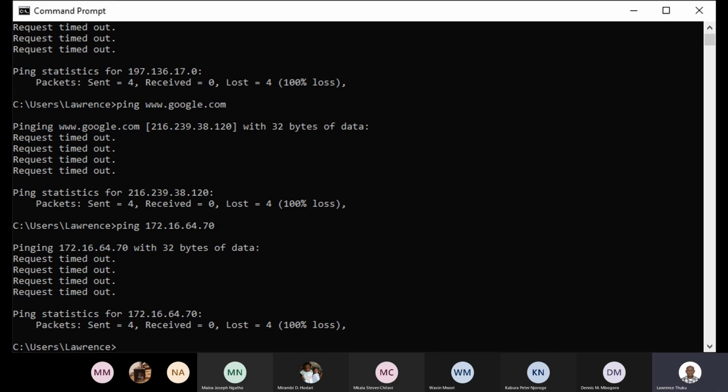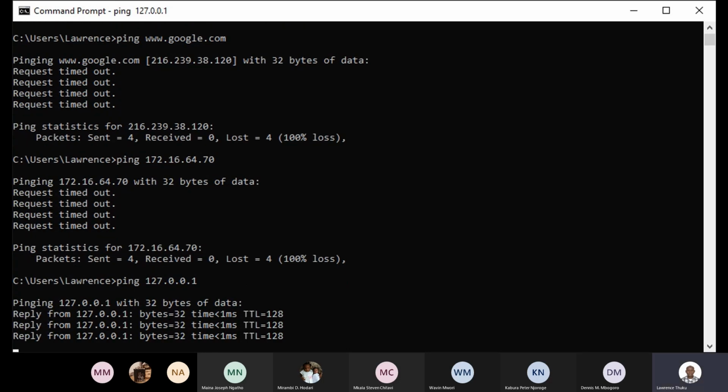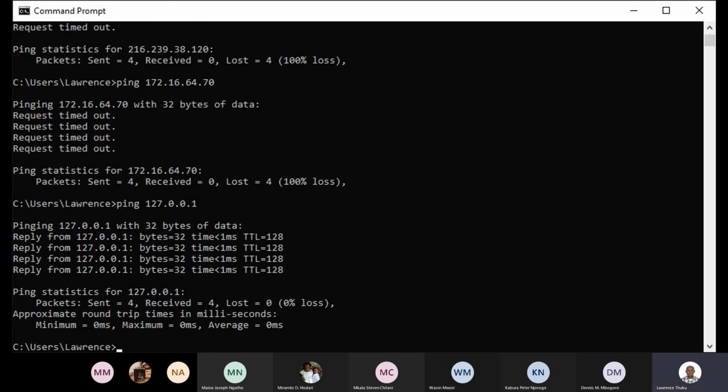Okay, let me see something else, maybe ping. Good. I tried to ping myself. Okay, this is what I wanted you to see: the differences between the ways you can connect.